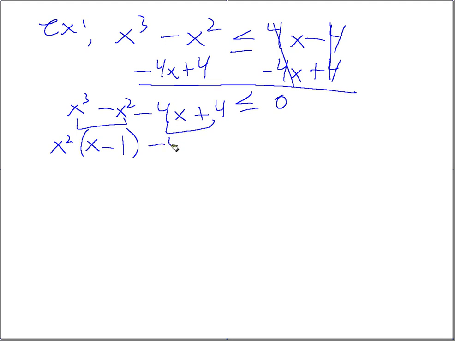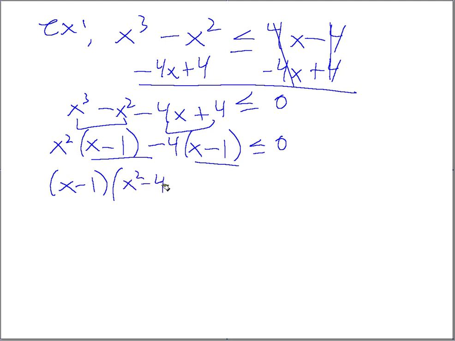Let's take out a negative 4 on that one. So you're going to have x. Now, be careful here, since I took out negative, to get back positive, I need a minus 1 in there, right? Negative 4 times negative 1 is positive 4. So make sure you put a minus there. Less than or equal to 0. All right? So that means what? They have x minus 1 in common, so I'm going to take that out. So what's left? X squared minus 4. All right? Less than or equal to 0.